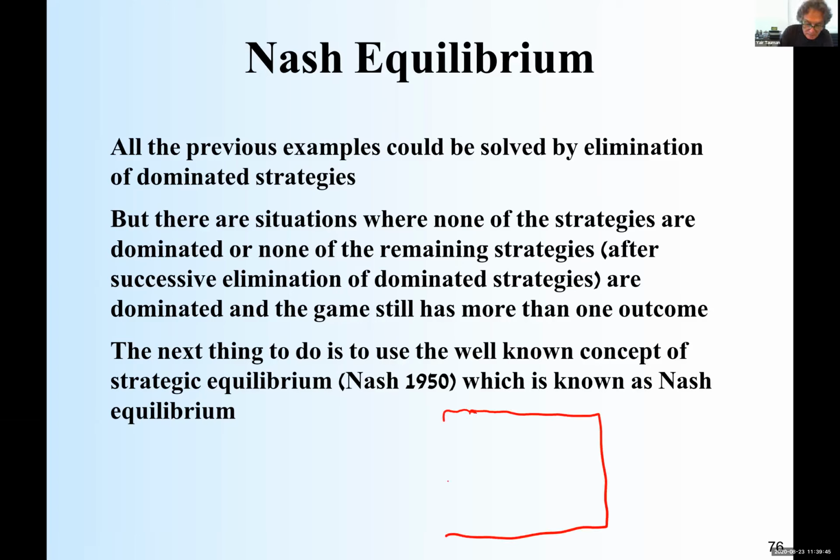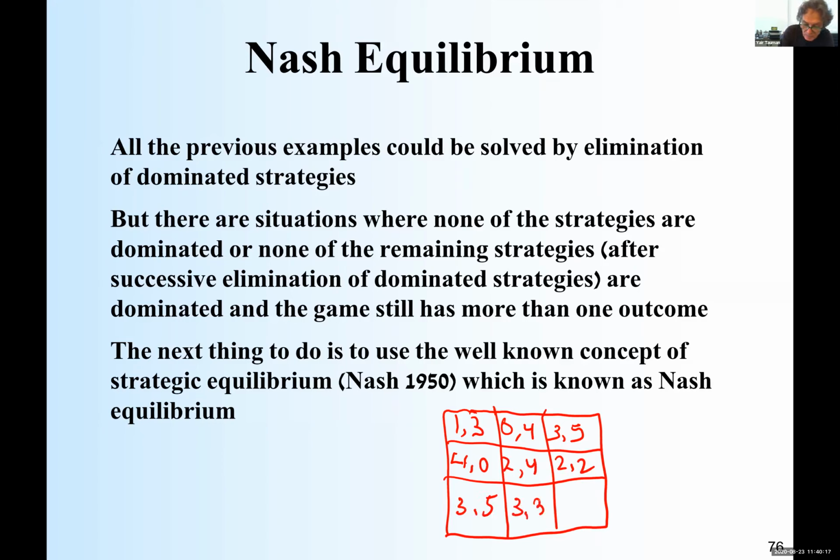Here's a 3x3 game. Let's say that this is 1-3. The next is 0-4. The next is 3-5. Then I have 4-0. Then I have 2-4. Then I have 2-2. And then I have 3-5. And then I have 3-3. And then I have 0-4. Let me write this: upper, middle, down. And this is left, middle and right. This is player 1, this is player 2.